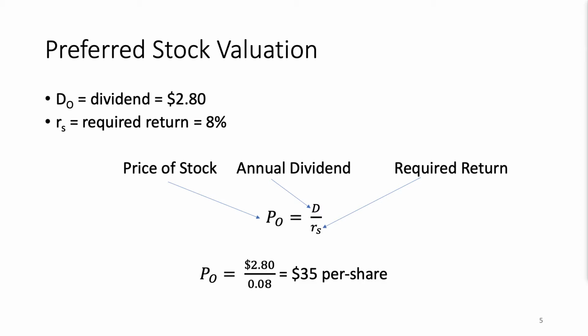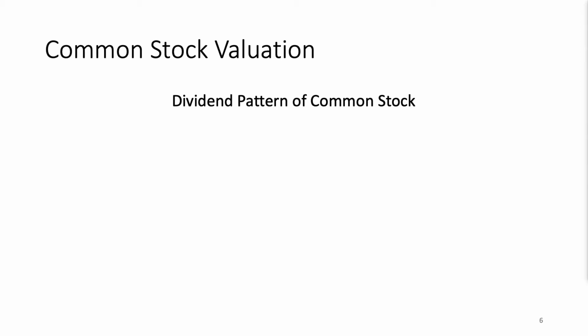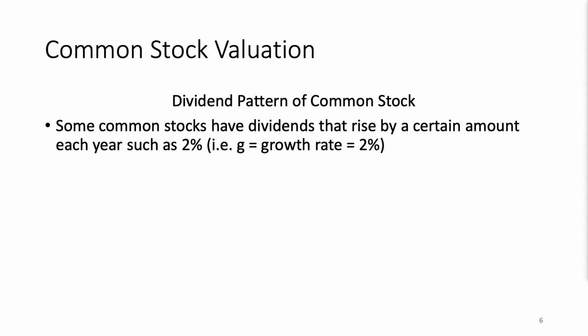So let's move on to common stock valuation. Let's think about the dividend pattern of some, not all, but some common stock. Some common stocks have dividends that rise by a certain amount each year. We might look at the past and say, okay, Ford Motor Company, every year, maybe not perfectly, but approximately or on average, the dividend goes up by about 2%. So we'd say g, for growth rate, is 2%.